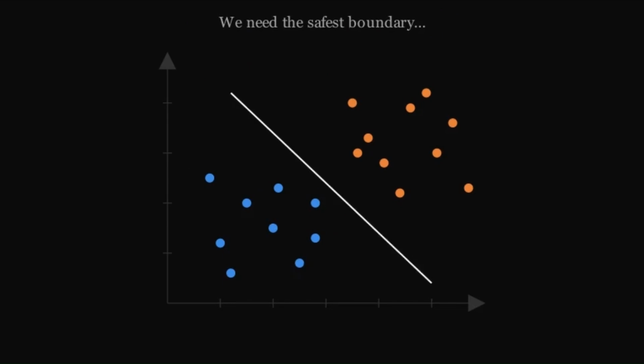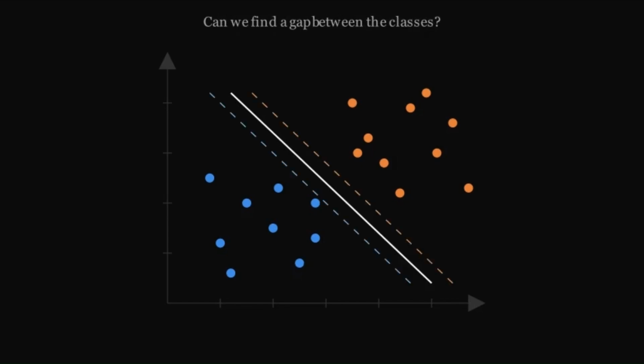Suppose we choose this boundary. It separates the two classes correctly. But correct isn't enough. We want a boundary that remains reliable even when new data arrives. Look closely. There is empty space between the two classes. Instead of focusing on the boundary itself, let's focus on this gap. The empty region represents the safety zone.